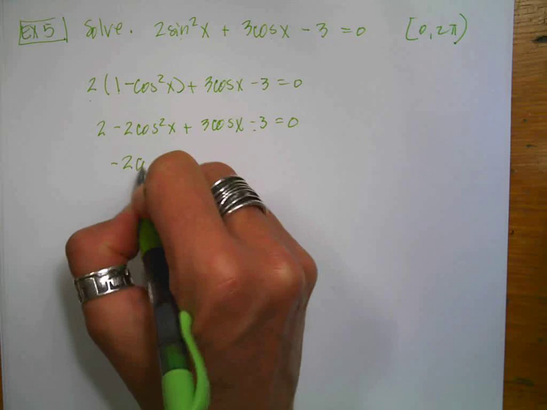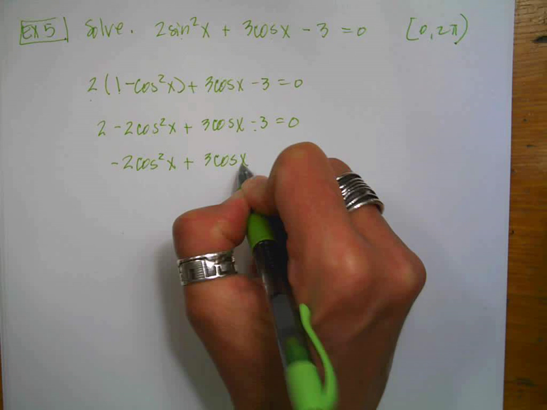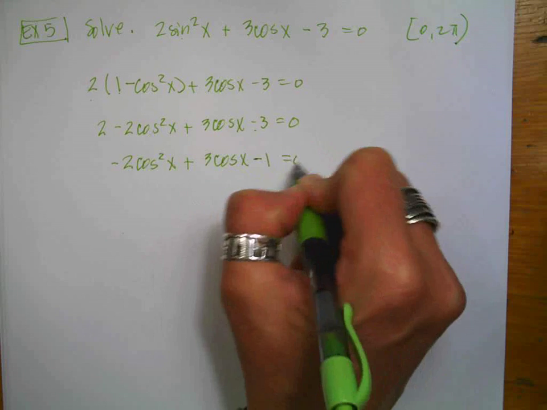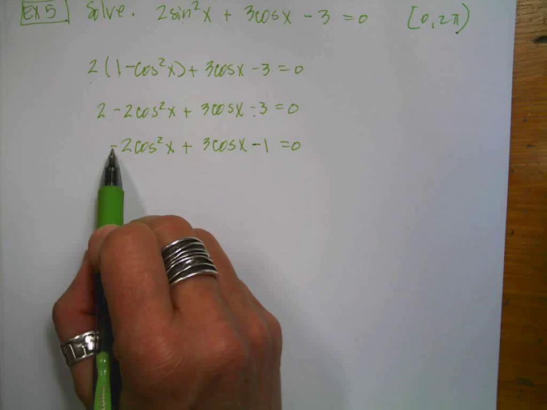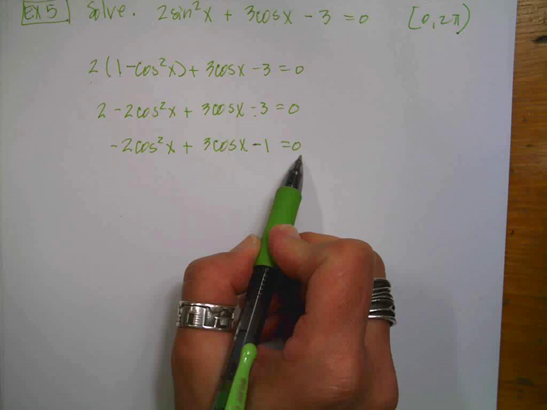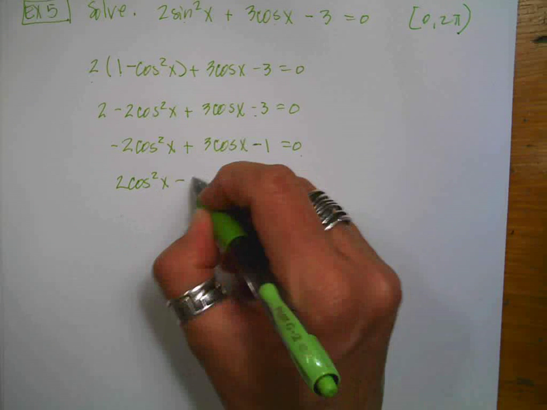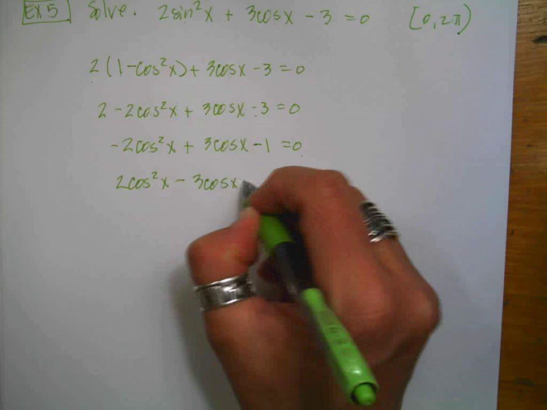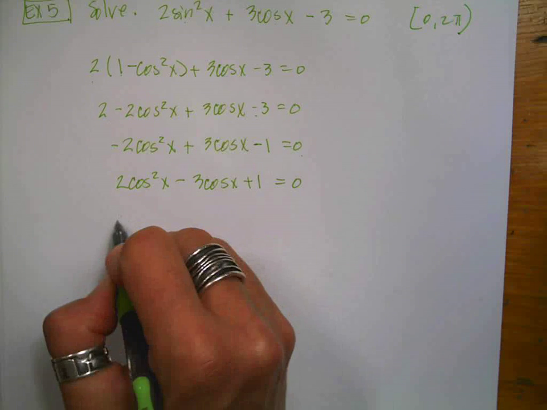I'm going to combine like terms, so I get a negative 2 cosine squared x plus 3 cosine of x minus 1 equals 0. Now, it's really polite if the leading coefficient is positive, so I can divide both sides of the equation by a negative 1. So I get 2 cosine squared x minus 3 cosine of x plus 1 is equal to 0.